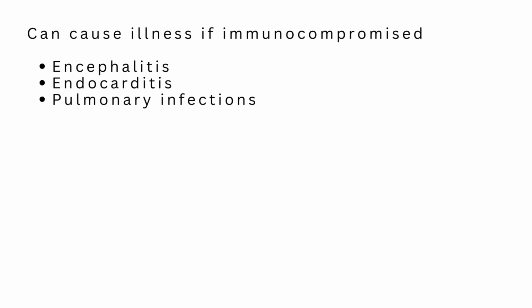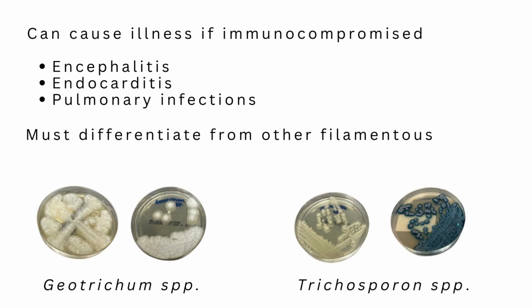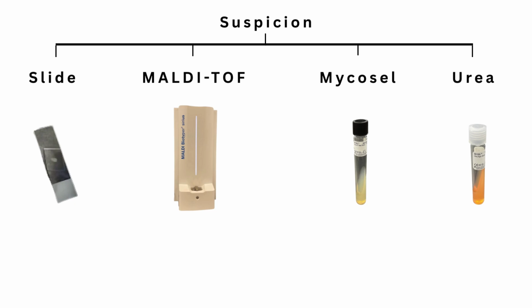Geotrichum infections can cause serious illness in immunocompromised individuals, including encephalitis, endocarditis, and pulmonary infections. To treat effectively, Geotrichum must be differentiated from other similar yeast-like organisms or even filamentous organisms. A series of tests done in the Mycology lab can be used to identify Geotrichum.